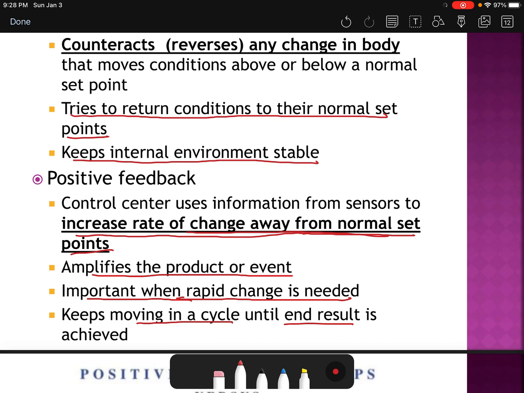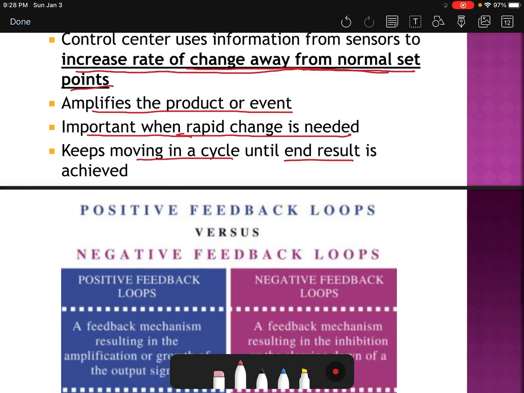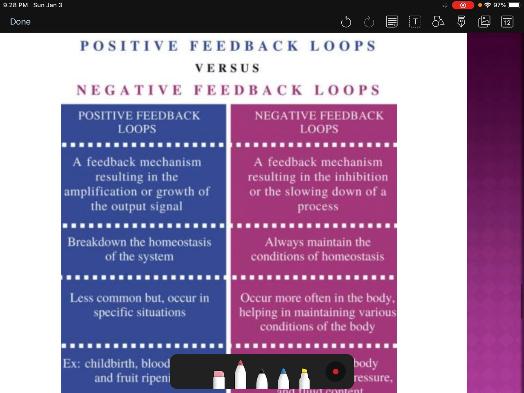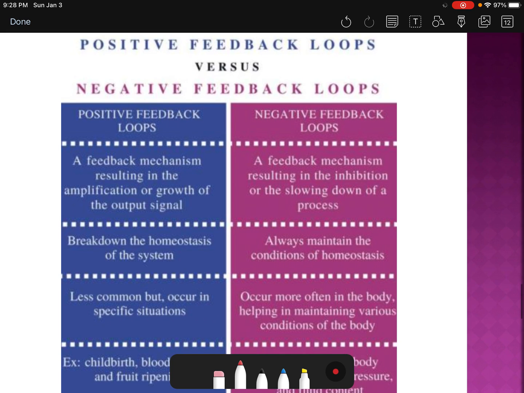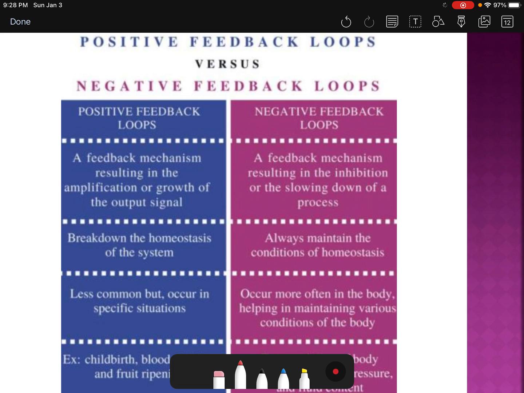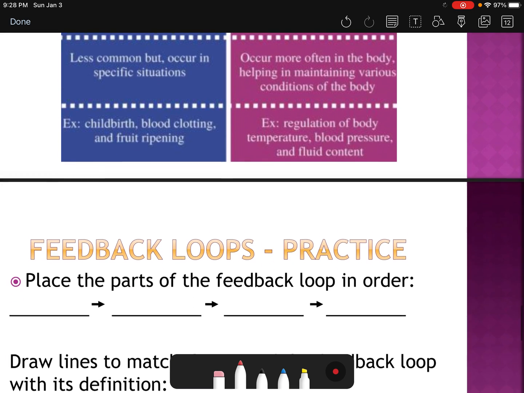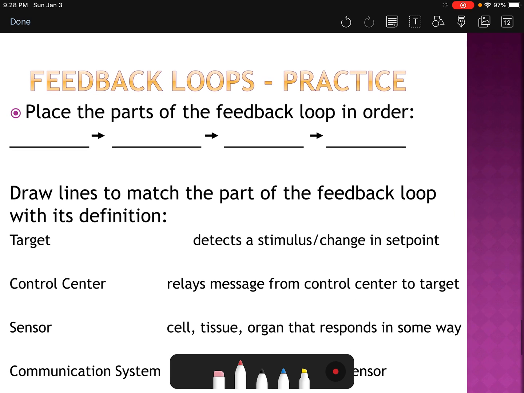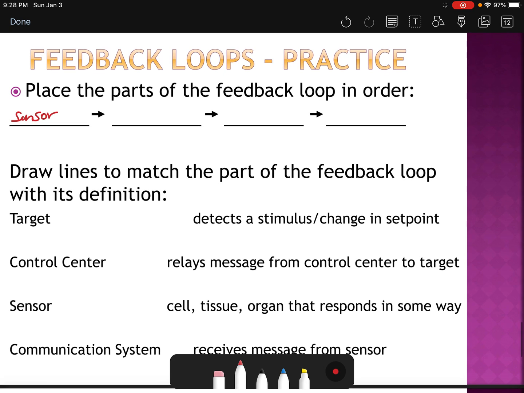So those are the 2 different types of feedback. And here's a nice little graphic organizer that compares and contrasts the positive feedback and negative feedback loops. So let's do a little practice. How can we put these in order here? What do we always start out with first? That sensor. Okay, you can look at your different words down here.